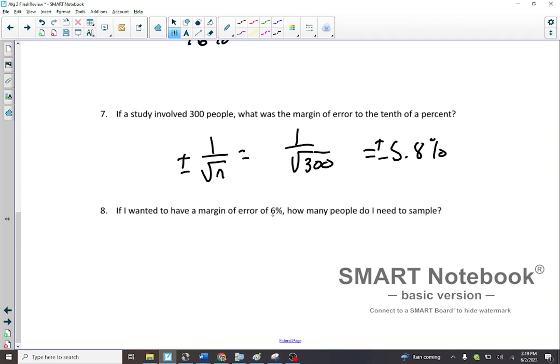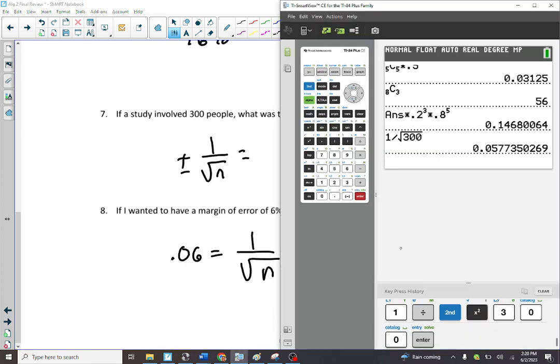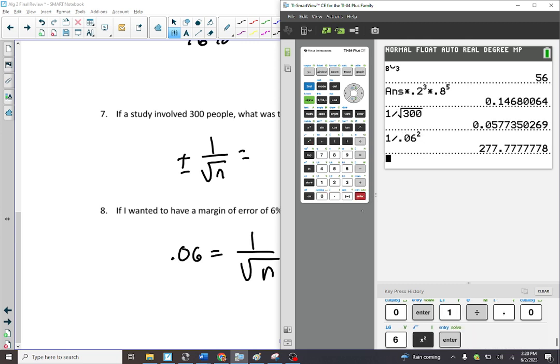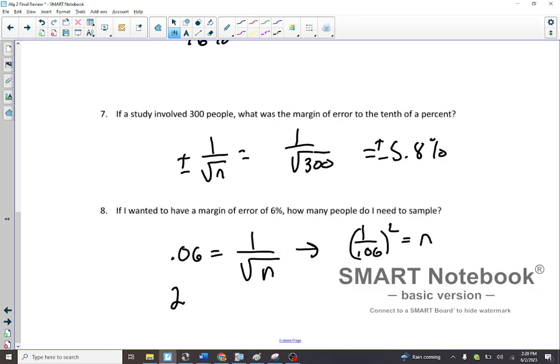5.8%. All right, so this is the reverse situation. I know it's 6%, so I know my answer should be 0.06, 1 over the square root of n. So I have to move this around, and after a little bit of manipulating, what it's going to look like is 1 over 0.06 squared equals n. So what I'm going to do is type that into my calculator, 1 divided by 0.06 squared, and I get 277.7. In this case, rounding really matters. It's 278 people. You can't have a part person.